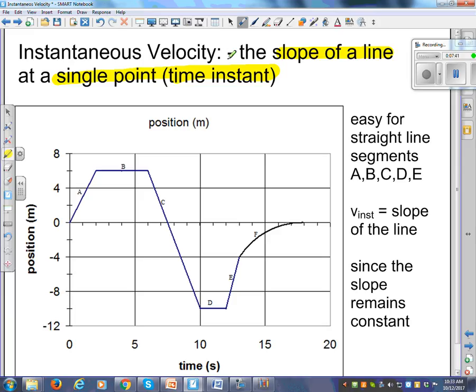Well, first of all, it's easy for straight line segments. How come? Because if the slope of the line doesn't change, then the v-inst is simply the slope of the line, right? In other words, if I'm asking for the slope right there, or right there, or right there, or right there, it's all the same, isn't it? The slope is the slope, right? Since the slope remains constant. So really, instantaneous velocity on a straight line is simply find the slope. It's easy.